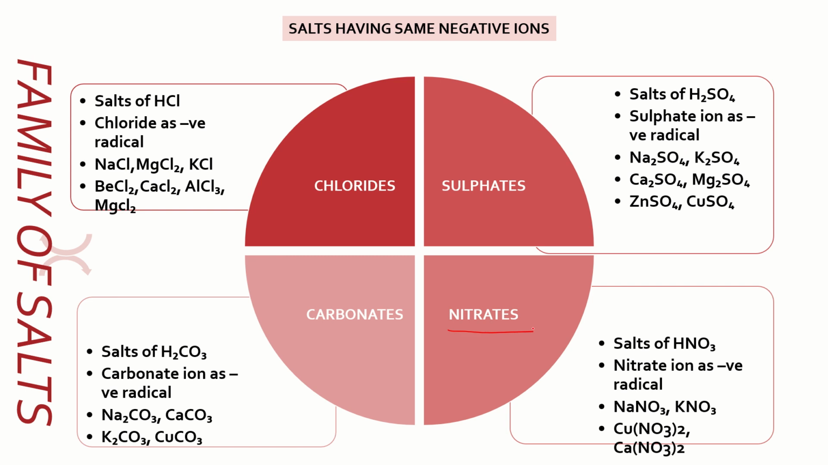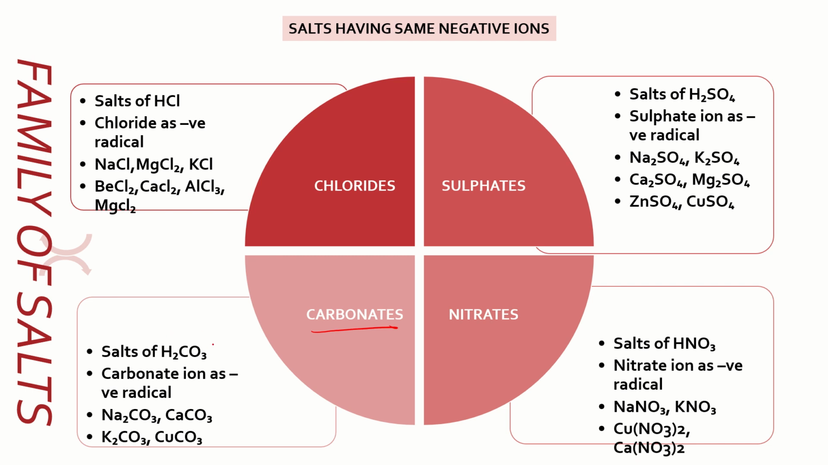Then salts of nitrates. Salts of nitric acid, with the nitrate ion as a negative radical, NO3-: sodium nitrate, potassium nitrate, copper nitrate, calcium nitrate. These salts have a common ion, that is the NO3- ion. That is why these salts belong to the family of nitrates.